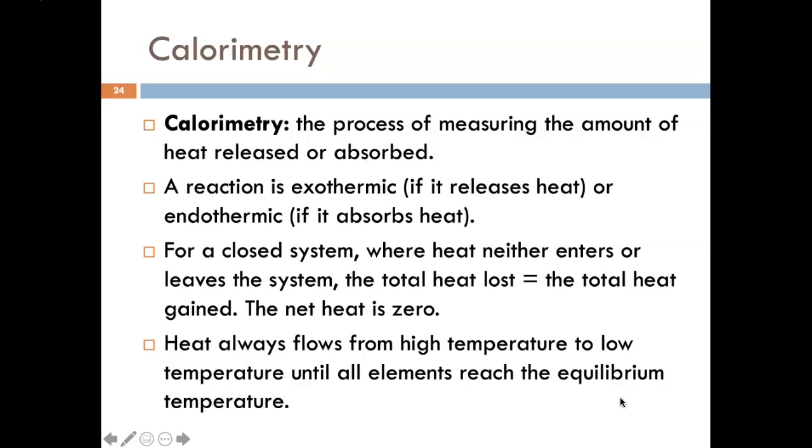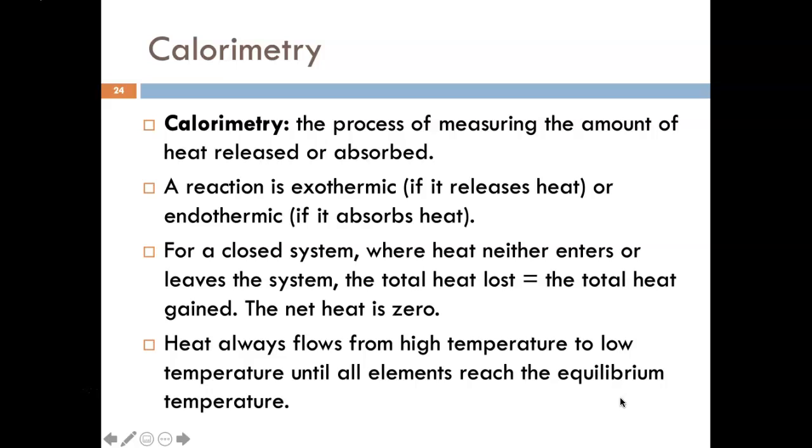Part 3 of heat involves calorimetry. So this is the process of measuring the amount of heat released or absorbed. So when you think about that, that's heat gained or heat lost. A reaction is exothermic if it releases heat, like exit, and endothermic if it absorbs heat. The total heat lost will equal the total heat gained, and the net heat is zero.